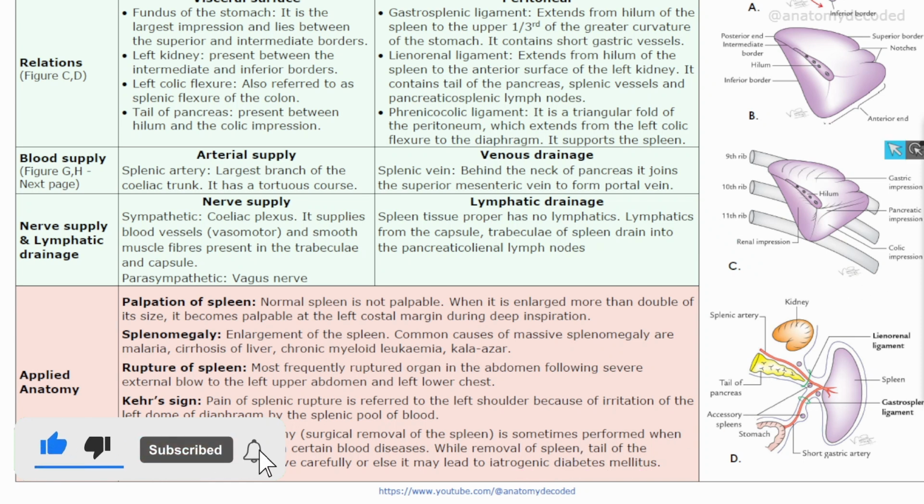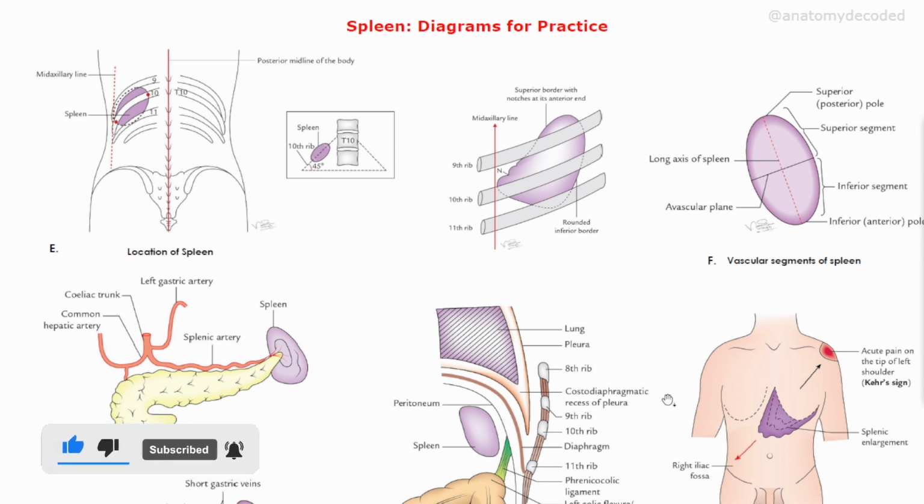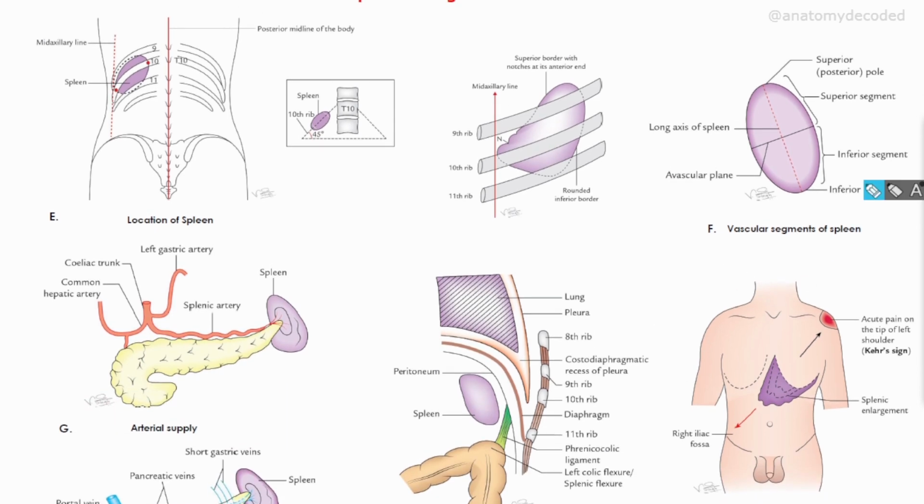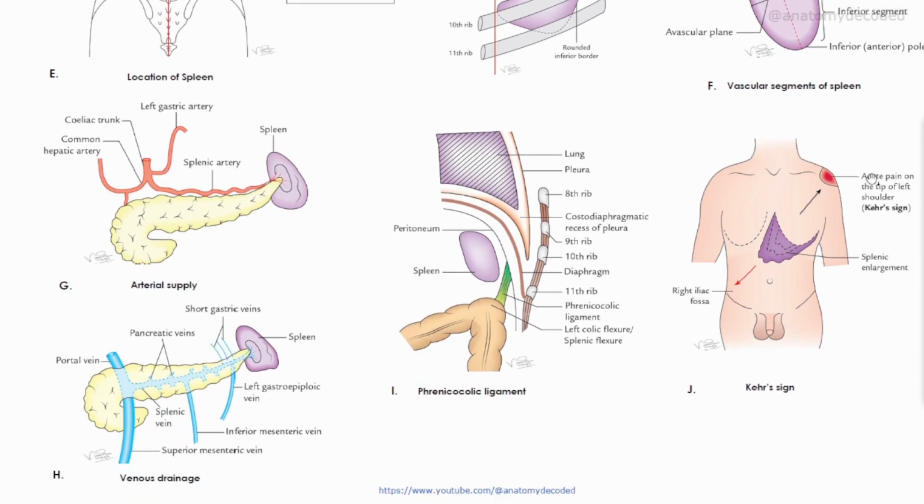Okay, so this was about the spleen, and there are some diagrams which you all can practice. Arterial supply of the spleen: we know the splenic artery is a branch from the celiac trunk. Then venous drainage of the spleen is by the splenic vein, which unites with the superior mesenteric vein to form the portal vein, and this union occurs behind the neck of the pancreas.